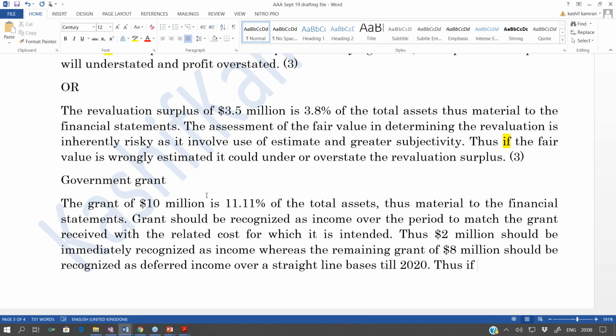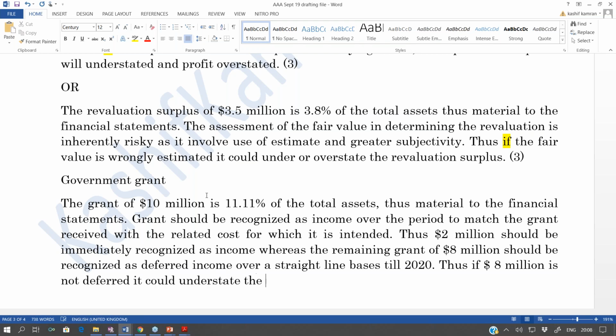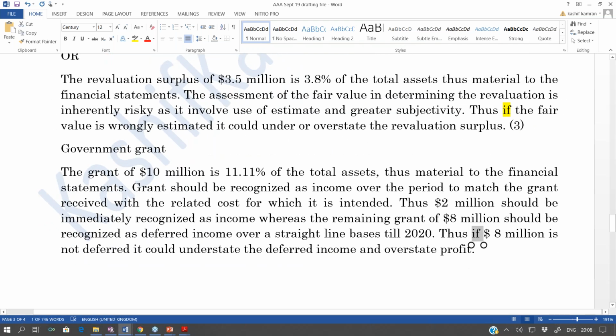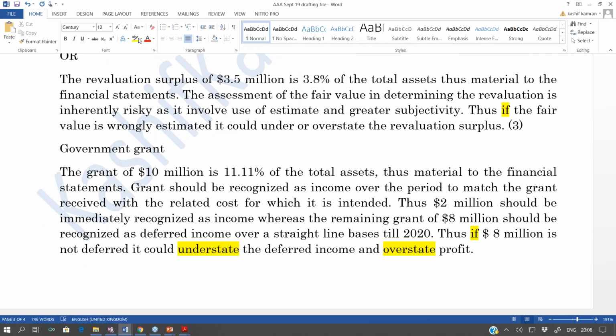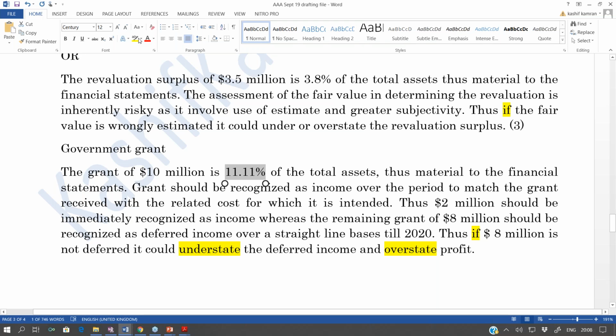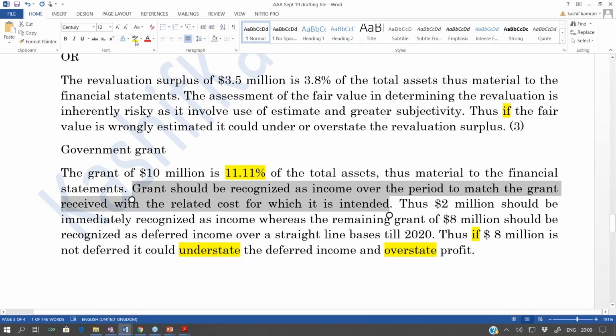Thus, see again, I'm writing if risk. If $8 million is not deferred, it could understate the deferred income and overstate profit. See again, can you find the if? If is the risk, and can you see the impact? Overstate impact, understate impact. Can you see the materiality? 11.11%. And can you see the accounting treatment? The big accounting treatment right from here to here.